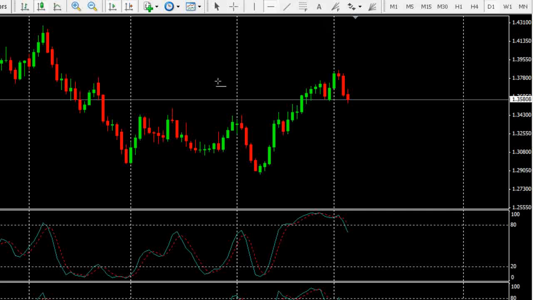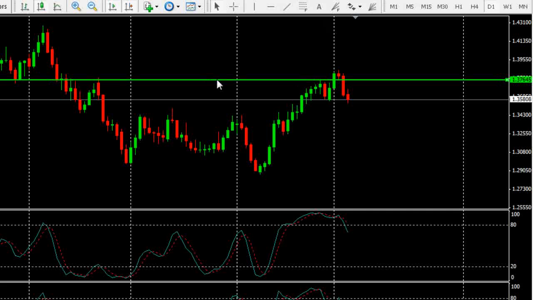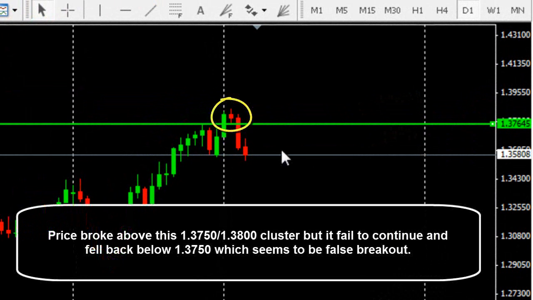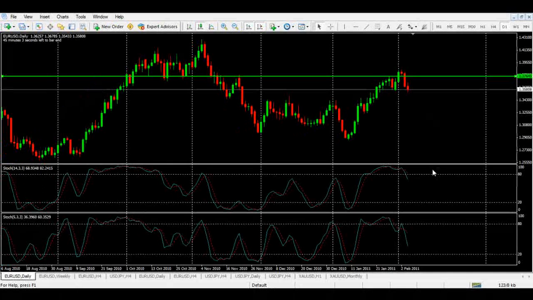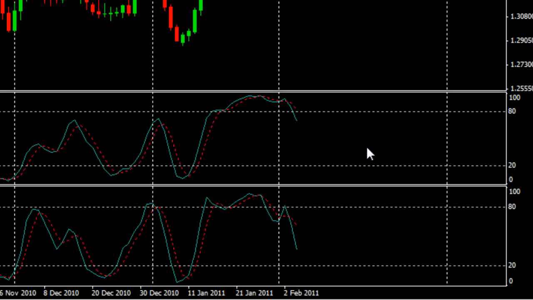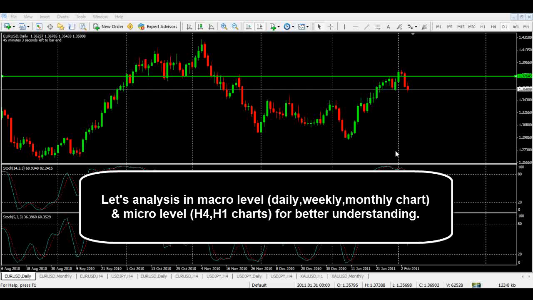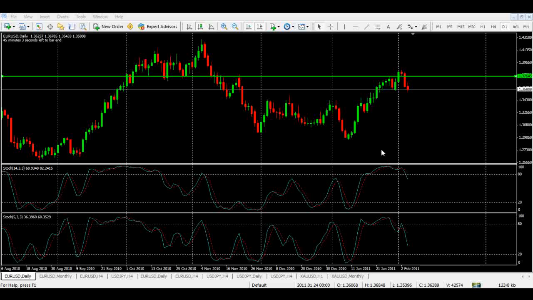So the price actually broke above this strong resistance cluster of 1.3750 to 1.3800, but it couldn't find the strength to push up. So it seems to be a false breakout, and the price dropped below this again in the daily chart, and the stochastic 14, 3, 3 and 5, 2, 3 has come down below 80. Now let's analyze at macro level, such as daily, weekly, monthly charts, and micro level, such as H4, H1 charts, on EURUSD for the forthcoming week.